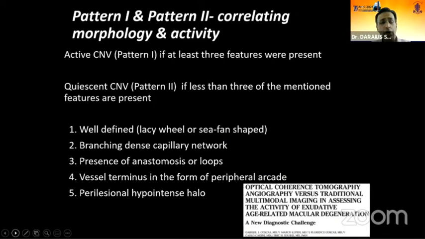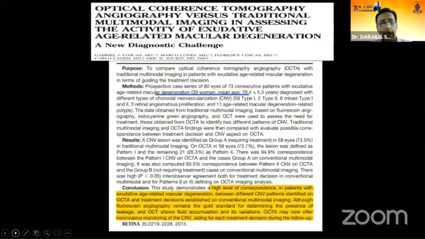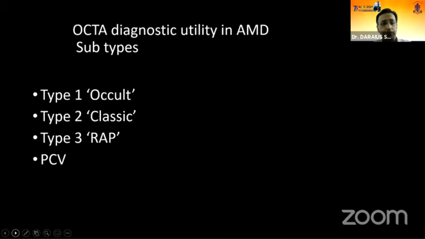I think we can go through this quickly because we may not have so much time. But important is that based on these patterns, you can describe a CNVM as active or quiescent. Basically features like being well-defined, having a branching network, presence of anastomosis, vessel terminus in the peripheral arcade, or the intense halo. If fewer than 3 features are there, it's noted as a quiescent CNVM. And there is a high correlation between the CNVM patterns on OCTA and the conventional modalities of imaging. So that is very important to note.